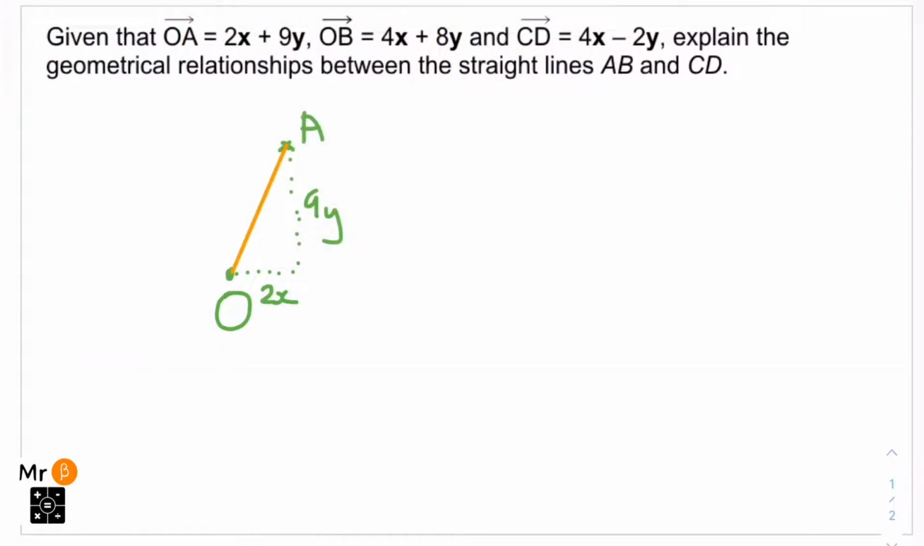So from O to A, we've gone across 2x, up 9y. If we follow that same pattern for OB, this time we're going to go across 4x. So that is an additional 2x. And we're going to go up to 8y. And that is our point B.